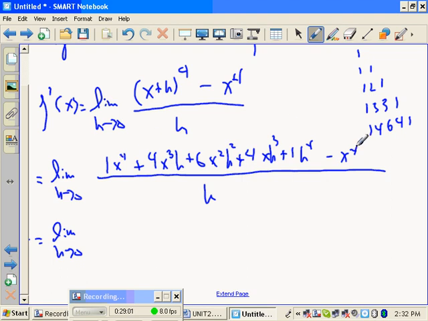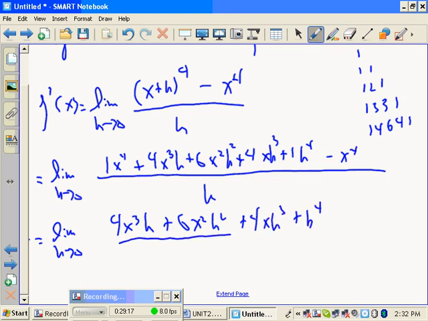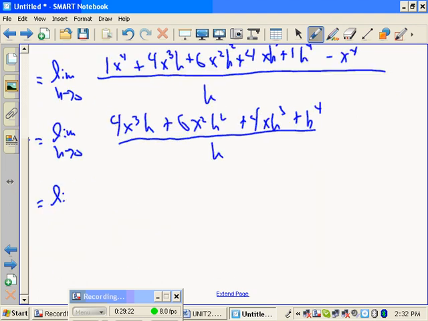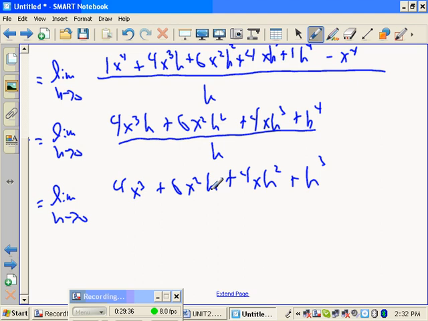Now the x to the 4ths are gone, right? 4x cubed h. Does that look familiar? Weren't we expecting this to show up? Plus 6x squared h squared plus 4xh cubed plus h to the 4th. Don't forget it's over h, so now what? You can take out some h's. So we get the limit as h approaches 0 of 4x cubed plus 6x squared h plus 4x h squared plus h to the 3rd. And is it legal to plug in 0 where we see h?